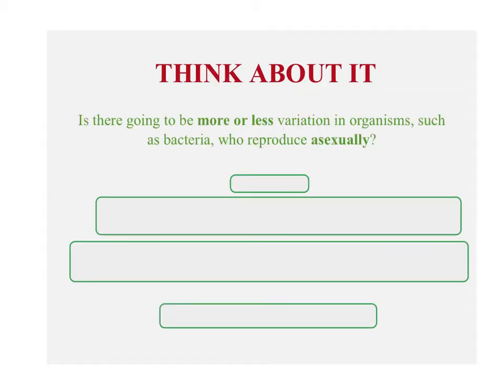Now, before we move on, I want you to pause and think about this question and write down what you think is going to happen. Is there likely to be more or less variation in organisms, such as bacteria, who reproduce asexually? So pause, spend a couple of minutes thinking about this, discuss your answers in your notes, explain why you think this is, so if there's more or less, why, and then play again when you're ready to go through the answers.